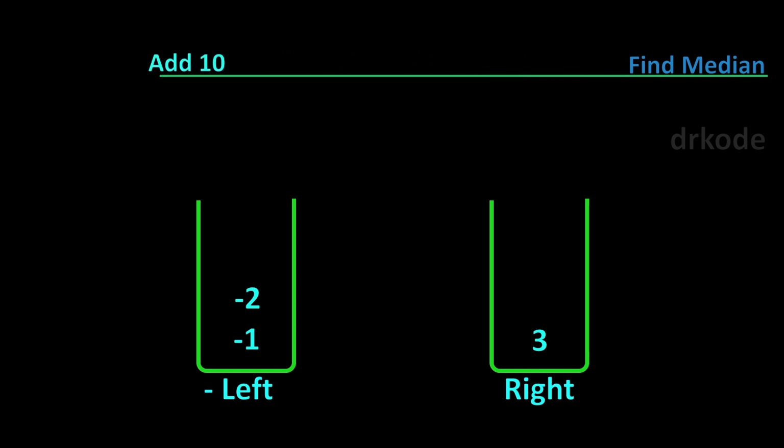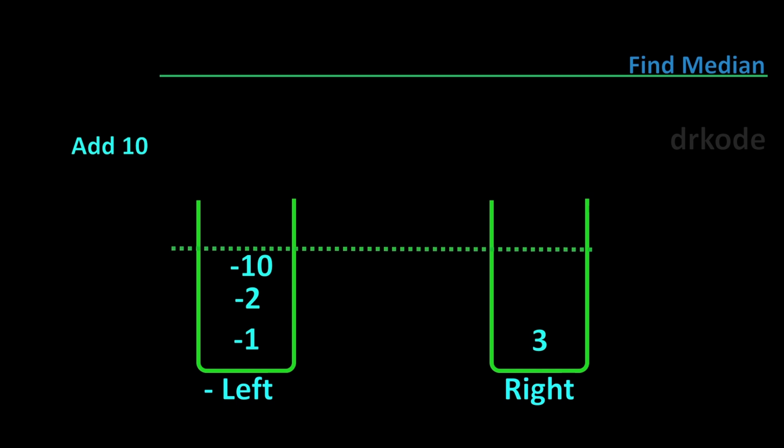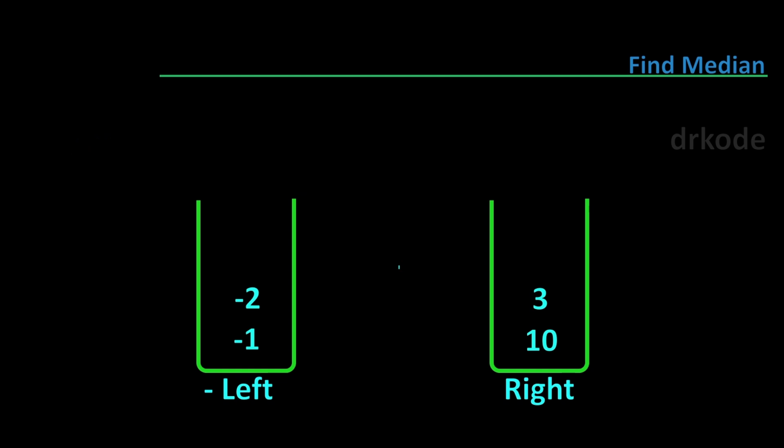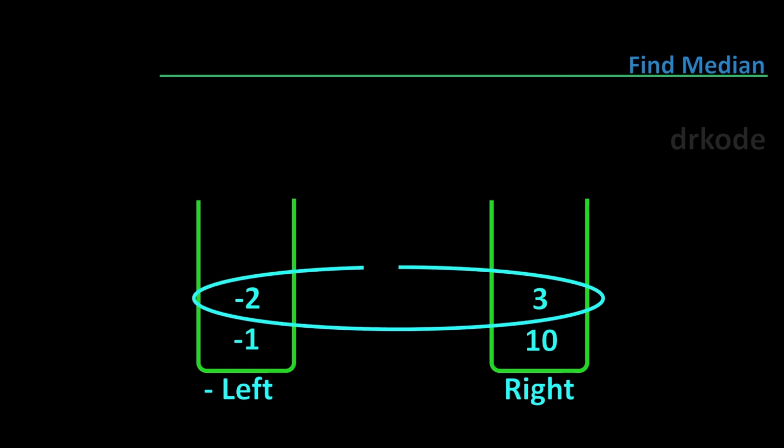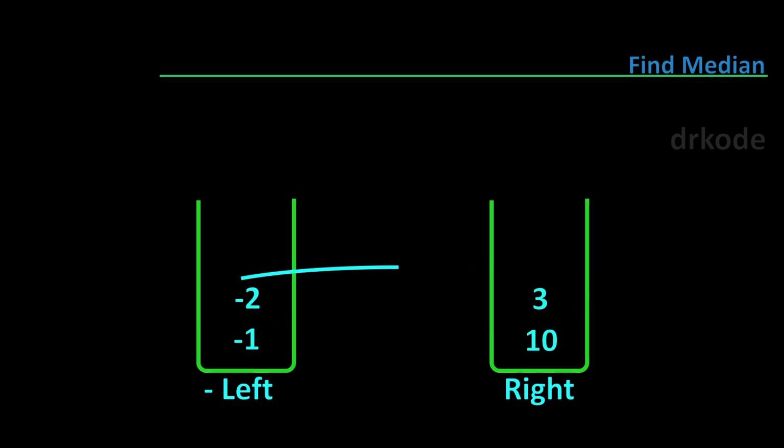We're adding 10 but as a negative value. Now checking the length, it's not equalized, so we just pop and put it into the right. The property of the heap will take care of itself, with the lowest value on top. Then we check that it's in the right sequence, 2 and 3. Yeah, it's completely fine.